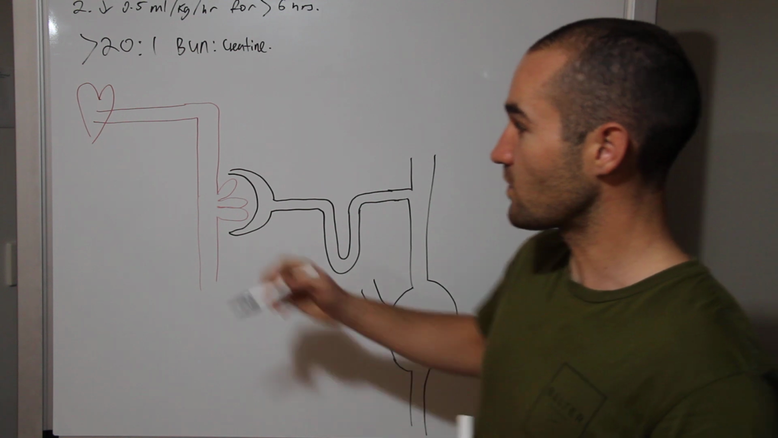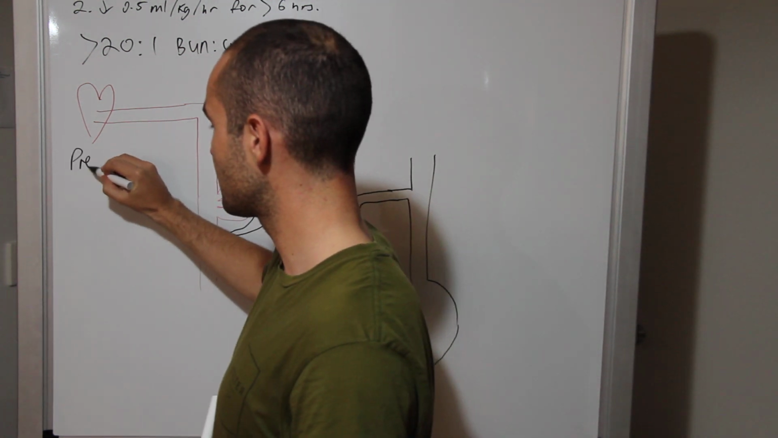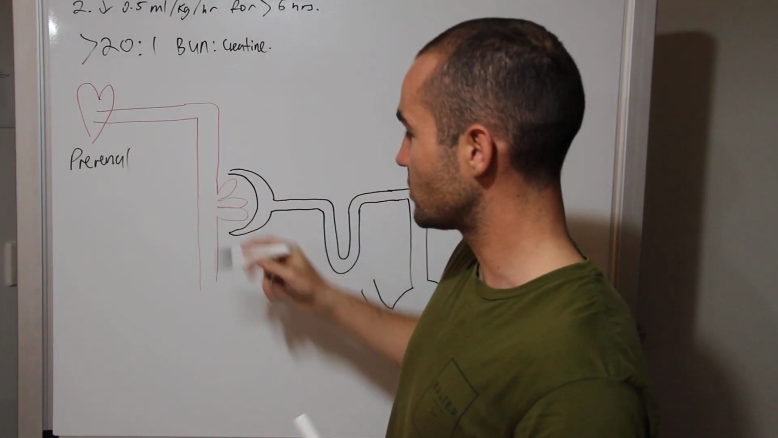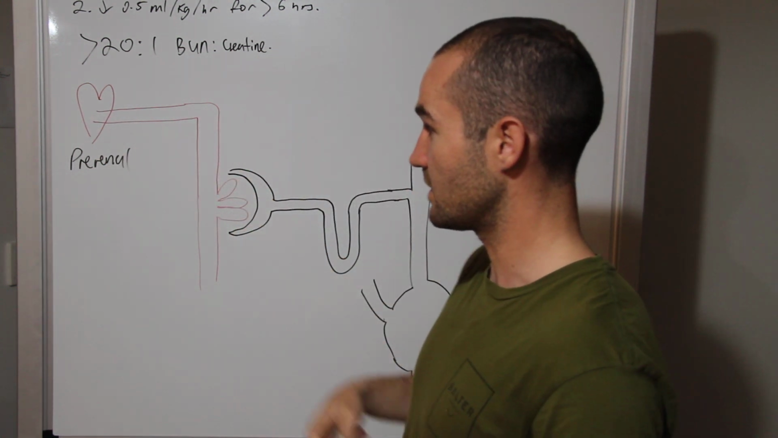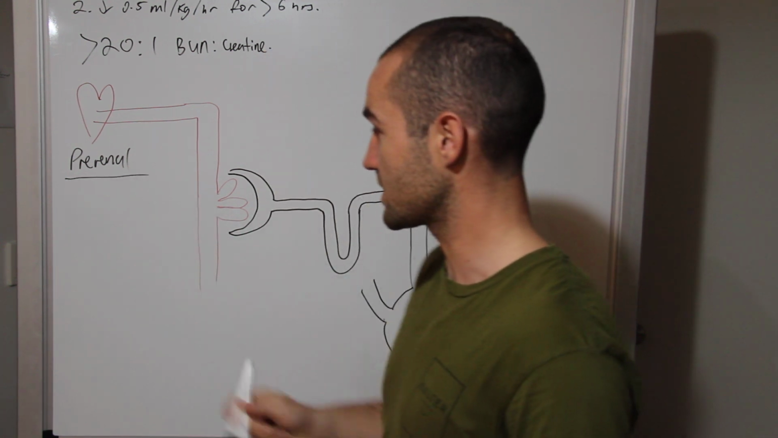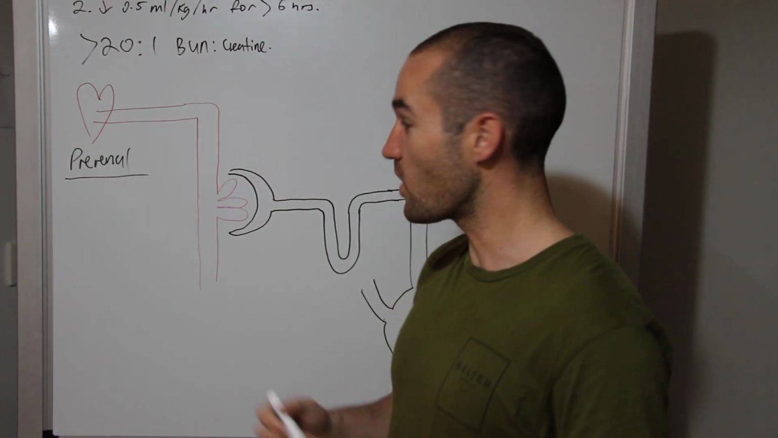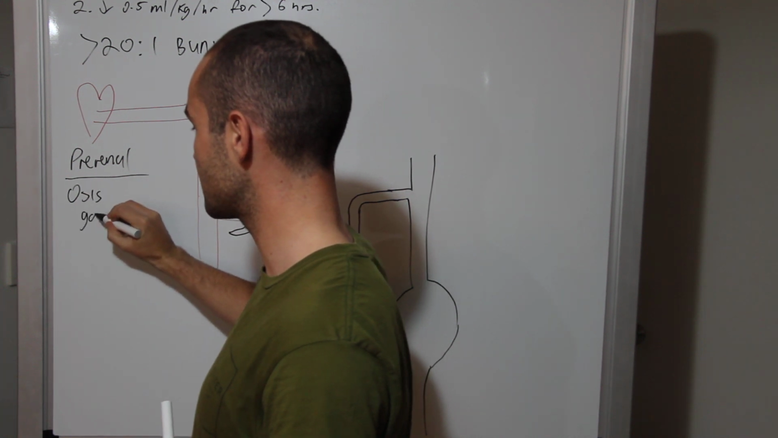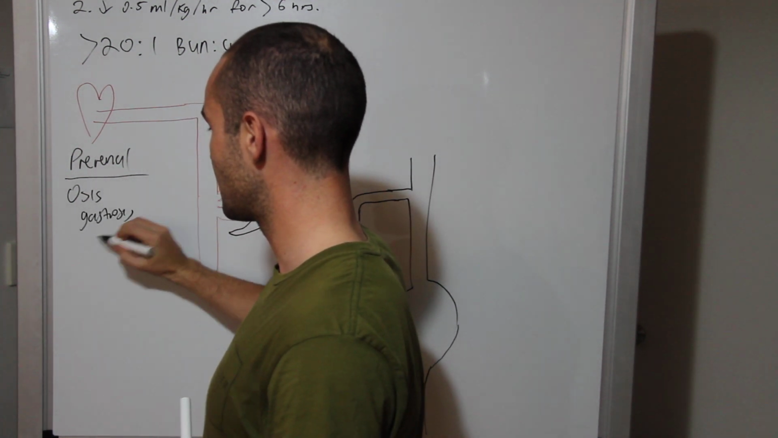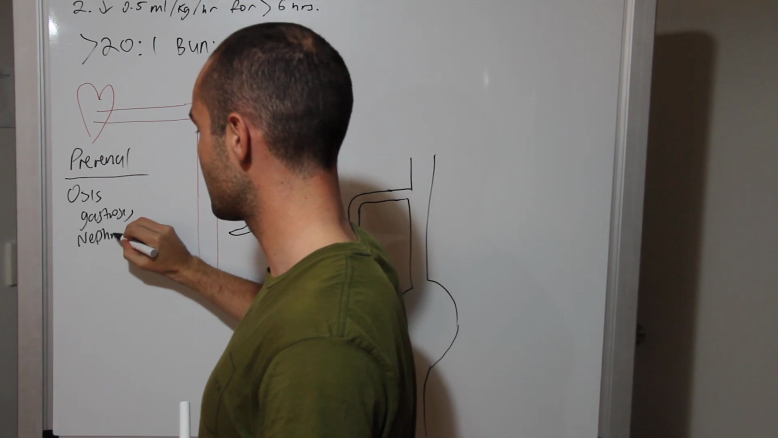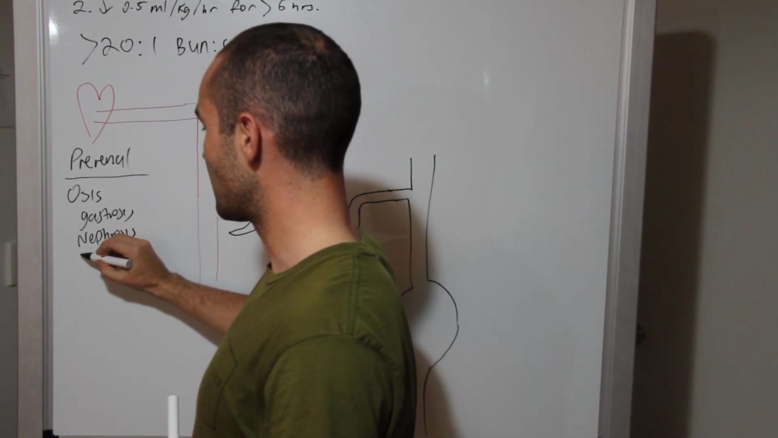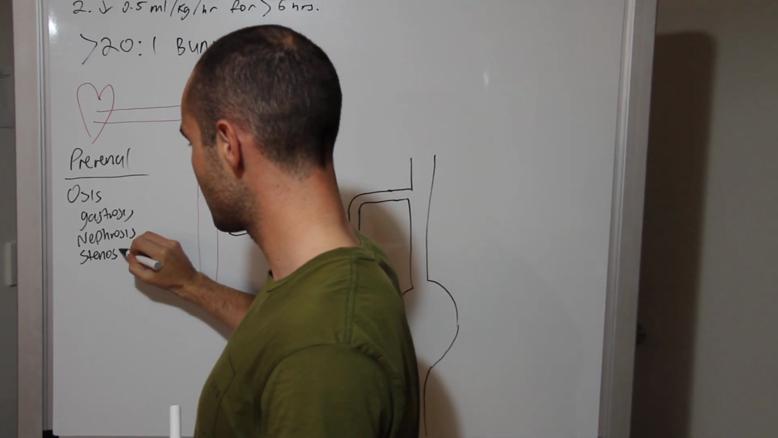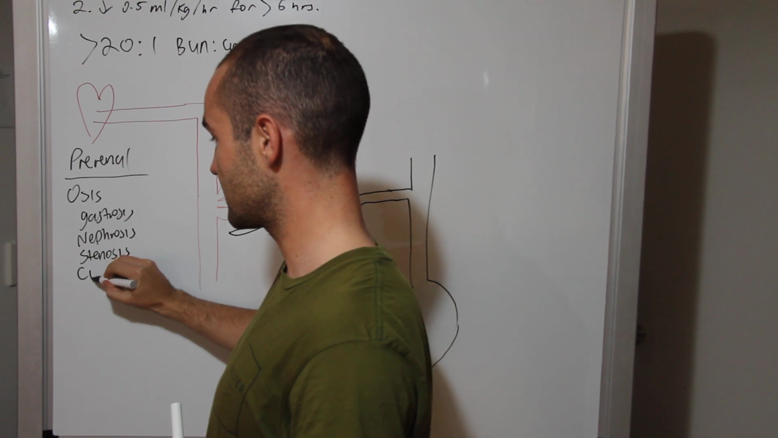Now, pre-renal is a problem from the heart to the glomerulus. And there are four ways actually that you can get this. Number one is the OSIS, O-S-I-S, which is gastrosis, nephrosis, renal artery stenosis, and cirrhosis.